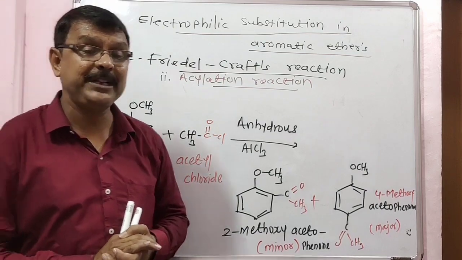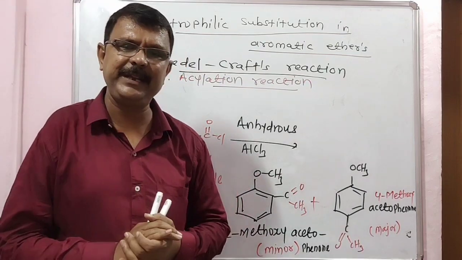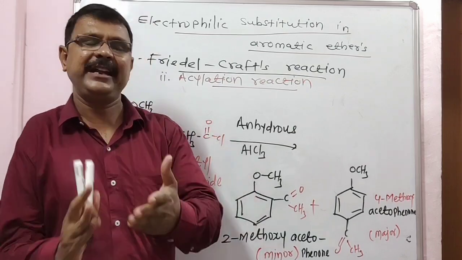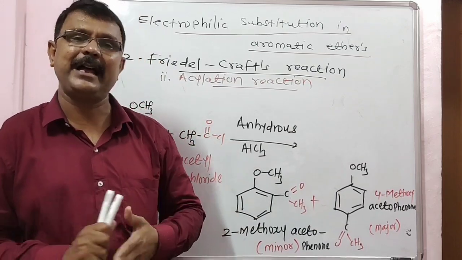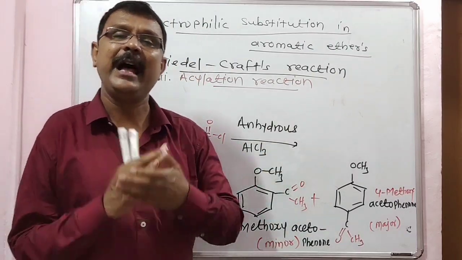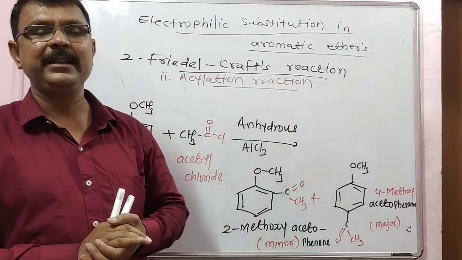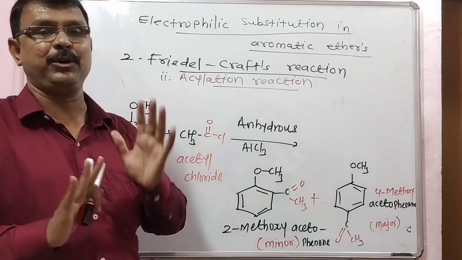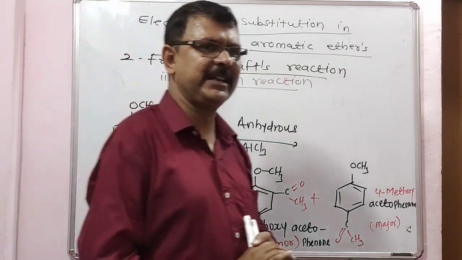In the Friedel-Crafts reaction, how many types of reaction are there? There are two types. First is the Friedel-Crafts alkylation reaction, and second is the Friedel-Crafts acylation reaction. In alkylation, an alkyl group is introduced. In acylation, an acyl group is introduced. Okay, both reactions are most important here.